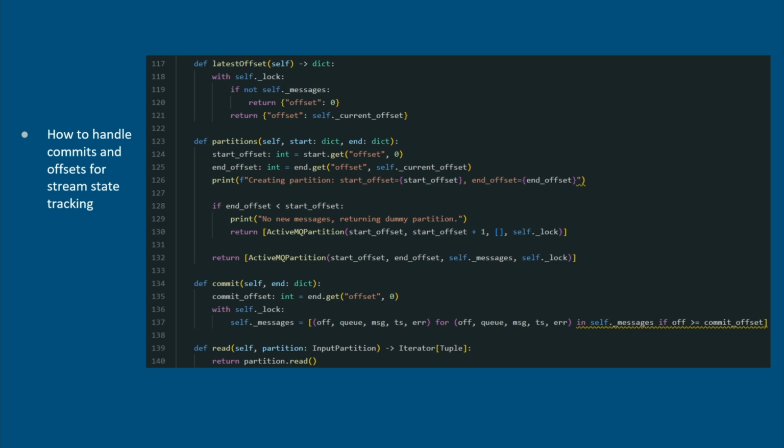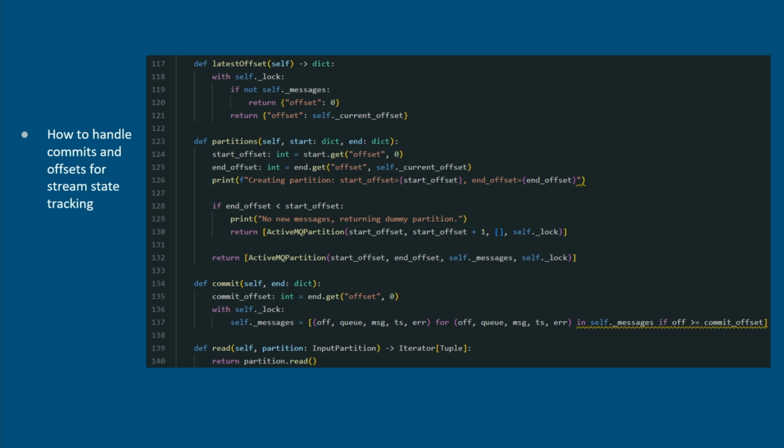So partitions, this is a method from the DataSourceStreamReader class. This is the PySpark class method. In this case, this is where you're going to be actually instantiating that ActiveMQ partition interface that we implemented on the previous slides. So every time we're going to create a new ActiveMQ partition with those messages. We already filled up that message list with all those tuples, so that's what's going to be returned from here.